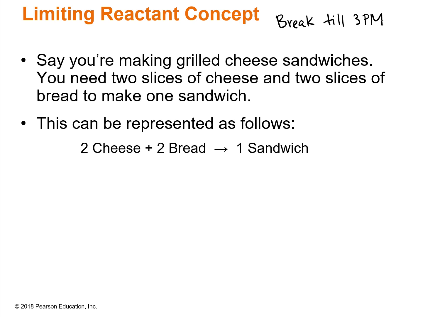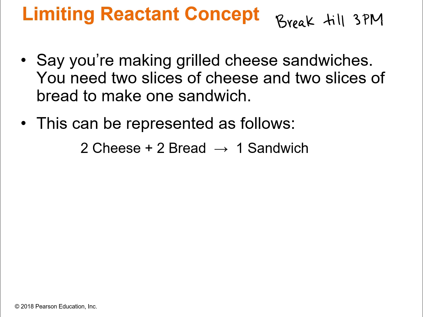All right, y'all, it's 3 o'clock. We're going to get started again. We went over 3 types of stoichiometry problems: mass to mass, mass to volume, and volume to volume. We can build on those concepts and combine it with other problem types. The first concept I'm going to introduce is the limiting reactant concept.